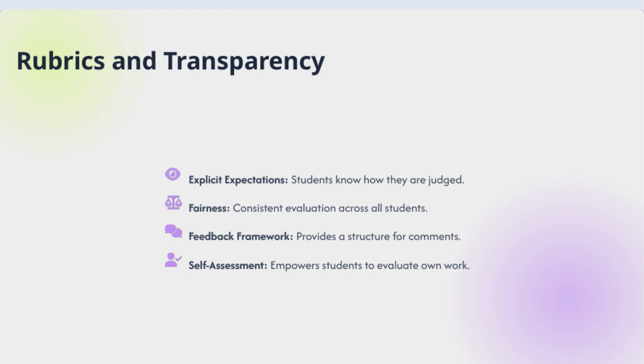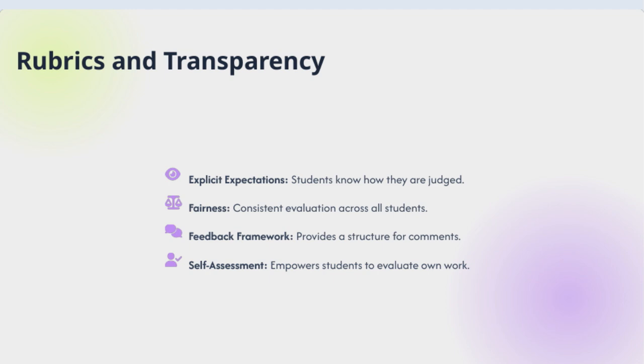Fairness is also crucial. By applying evaluation criteria consistently across all students, we maintain trust and integrity in the assessment process. Everyone knows they're judged by the same standards, which promotes equity. Explicit expectations are key as well. When students understand exactly how they will be judged, they can focus their efforts accordingly. Clarity in criteria and standards helps reduce confusion and anxiety.